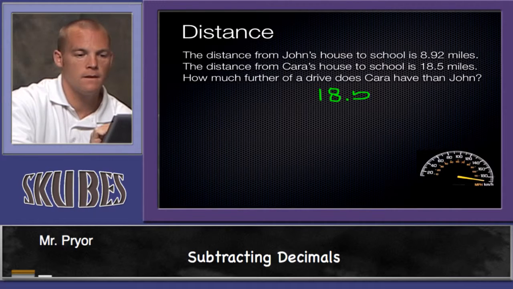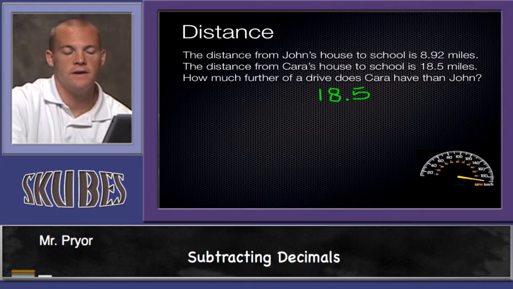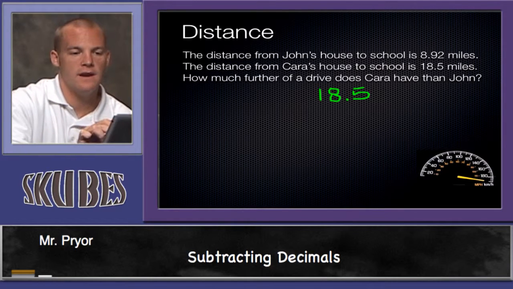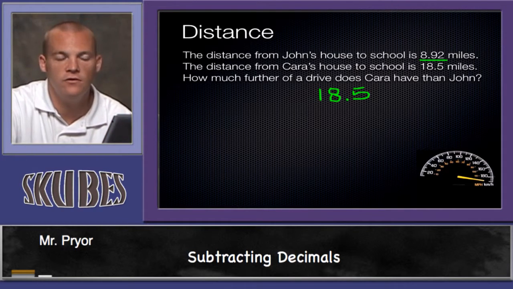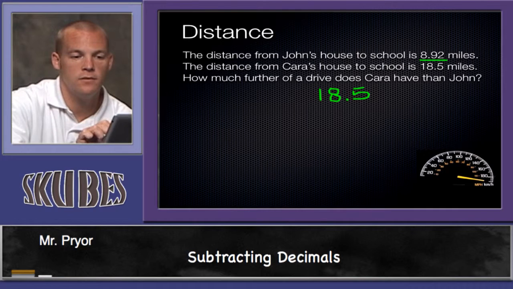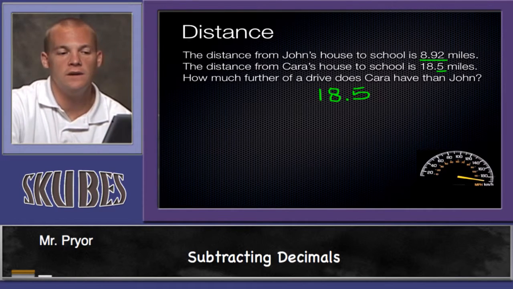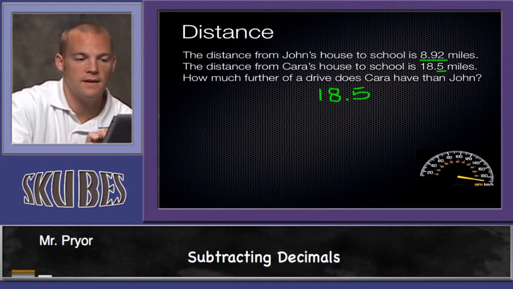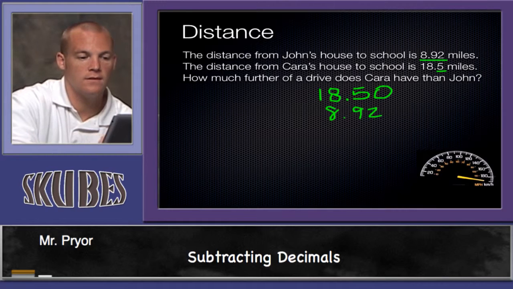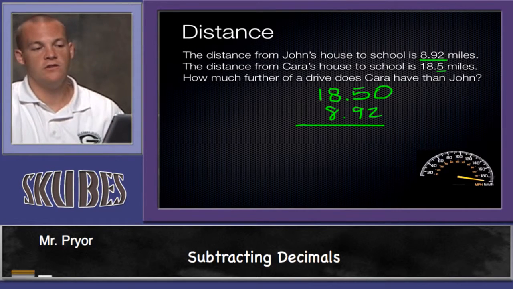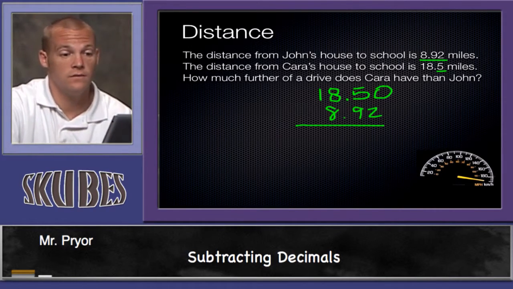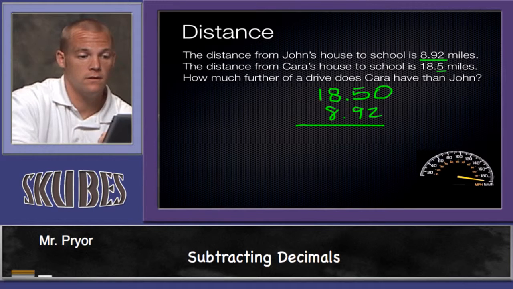18.5 minus 8.92. But again, notice how 8.92 has 2 decimal places and 18.5 only has 1. So we need to take 18.5 out to the same number of decimal places and then line up those place values. Just like so. Once you do that, then you're good to go as far as subtraction is concerned.